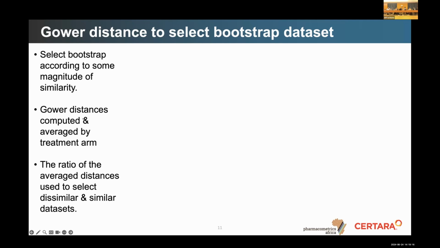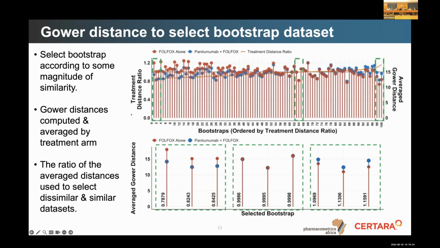So what we do is calculate those distances, and then from there we average by arm. After averaging by arm, we take the ratio of those differences by arm, and then we'll see which one is more than the other.